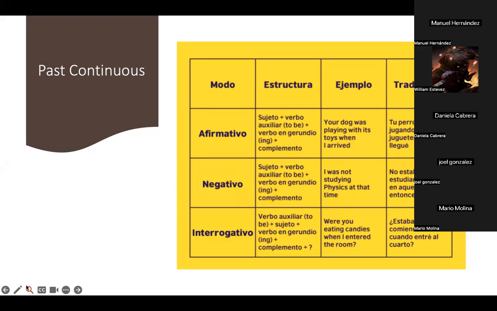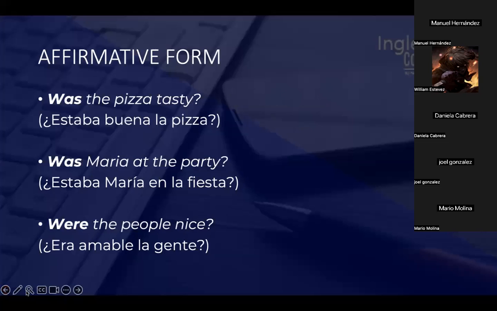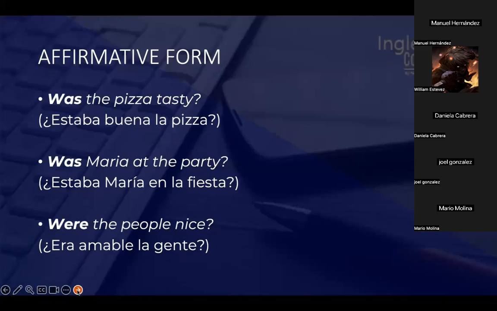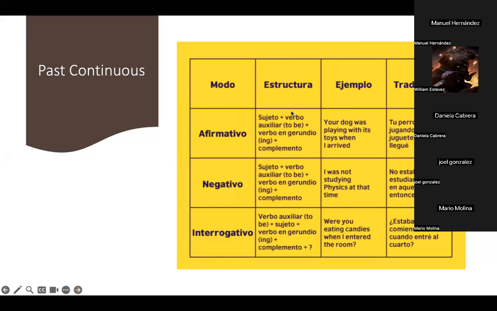Siempre les voy a repetir esto porque me parece que es una de las formas más fáciles de diferenciar los tenses, de diferenciar los auxiliares de los verbos, ¿ok? Es que si no hay un verbo después es porque ese es el verbo, right? Pero si hay un verbo después es porque este es un auxiliar. Por ende, es otro tense, es otro tiempo. Entonces, aquí como tenemos sujeto, el verbo auxiliar, que es el verbo to be, ya sea was and were, y el verbo en gerundio. O sea, hay dos verbos. Uno de ellos auxiliar y uno de ellos es el verbo que se va a conjugar. ¿Ok? Y eso depende del tense. Este es el past continuous.